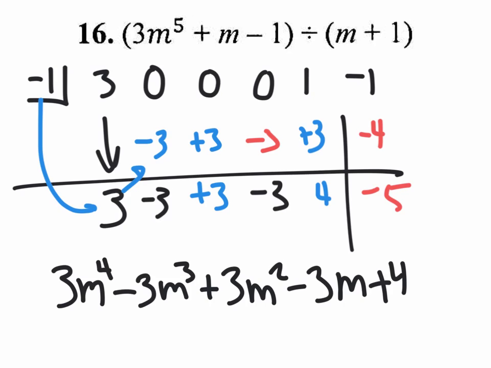And then at the very end, you could put minus fraction, the 5 up on top, over the original divisor m plus 1 on the bottom.